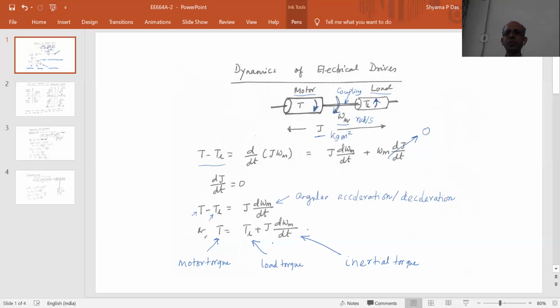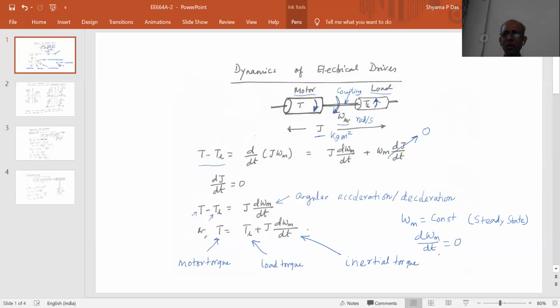Now, when the speed is constant, the inertial torque vanishes. So suppose omega m is constant. We have reached a steady state. In the steady state, the speed becomes constant, so d omega m by dt vanishes.